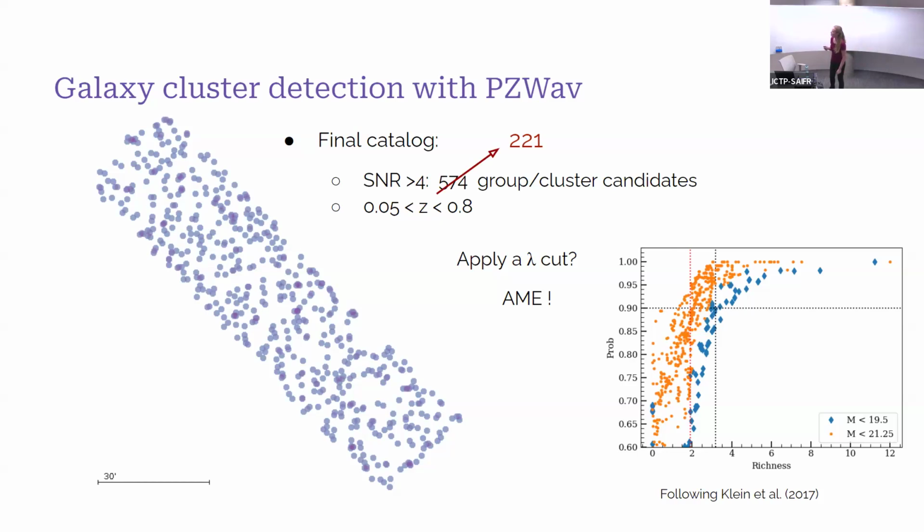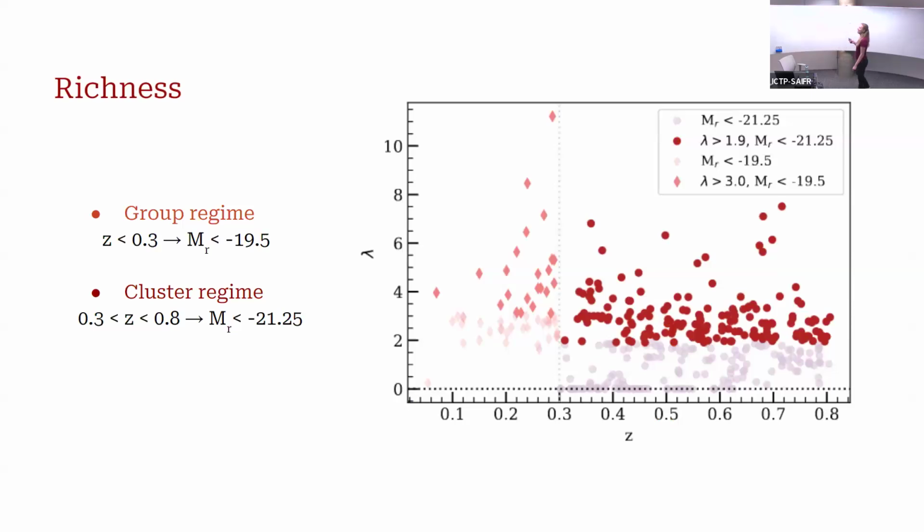Sorry, what is M? Yes, it's the magnitude, the absolute magnitude, which I'm going to explain now.